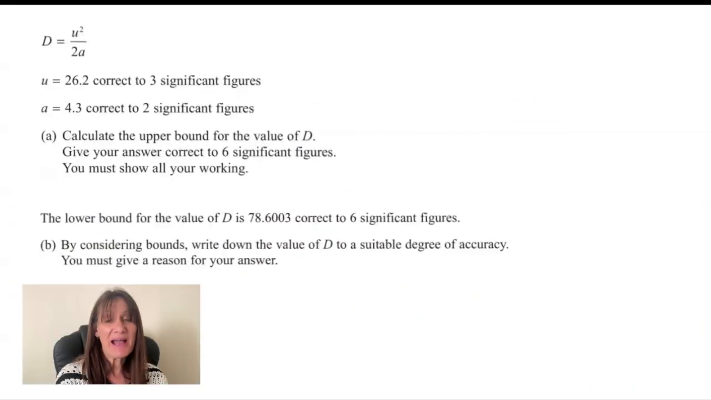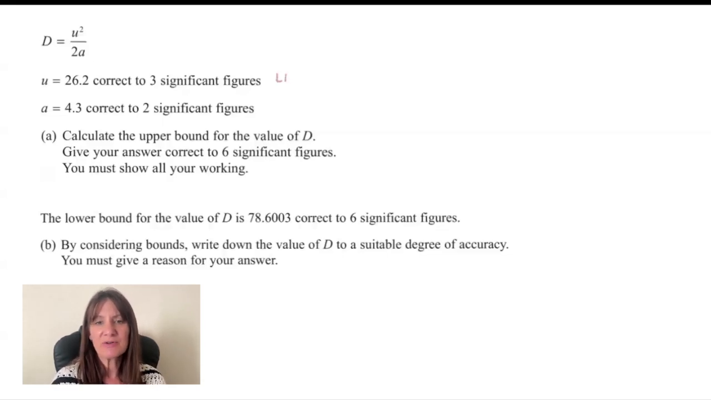Okay, so we're looking at a bounds question. The first thing that we're going to need to do is find the upper and the lower bounds for both of the values that we've been given. And don't be drawn into just doing one. You know, they're talking about calculating the upper bound, so it's very tempting to focus just on that. Absolutely do both. Do everything you can to maximize your chances of marks.